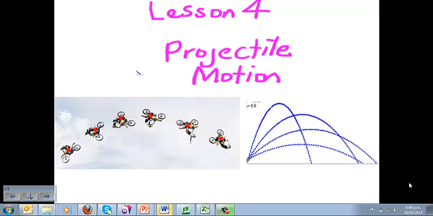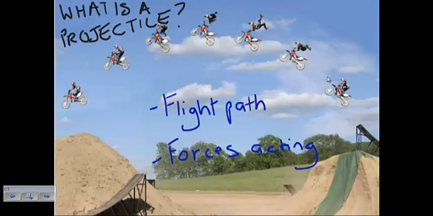Today we're going to be looking at projectile motion. By the end of the lesson, you should be able to tell me what a projectile motion is, including what a projectile is. You should also be able to tell me what forces act on a projectile once in the air, and finally tell me the 3 main principles that are linked to projectile motion. So let's get started, let's have a look.